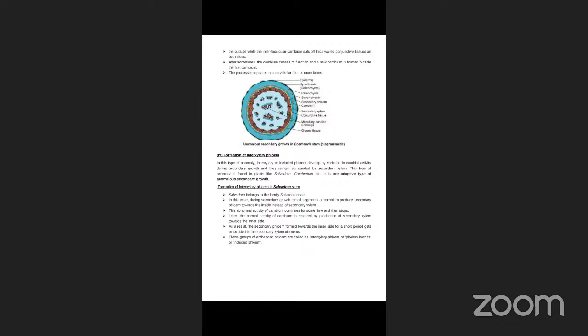Next one is tylosis. Tylosis we have not yet discussed. Tylosis is a wood property. Tomorrow's class will continue with the tylosis topic. Now the remaining part is anatomy. Sir, what's the page number? Page number 78.